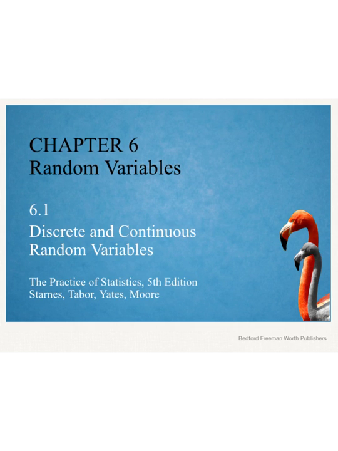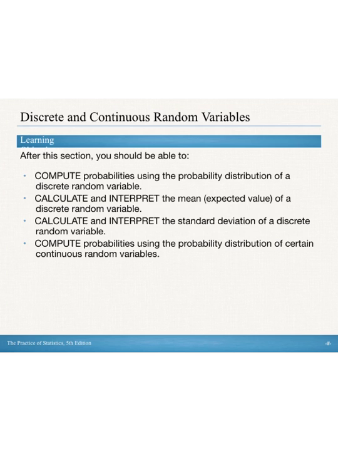So chapter 6 is about random variables, both discrete and continuous random variables. In the first chapter we define them: what are they, what do they look like, what does the probability distribution of them look like, and then how to calculate the mean and interpret what that means.